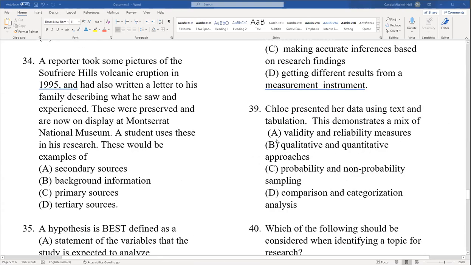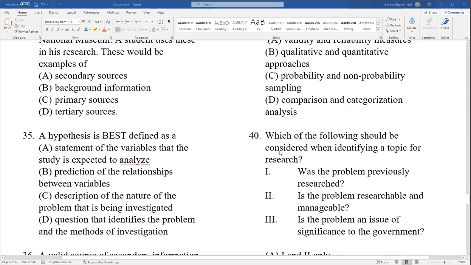Chloe presented her data using text and tabulation. This demonstrates a mix of? Which one is it? Qualitative and quantitative approaches. B. Very good. B.